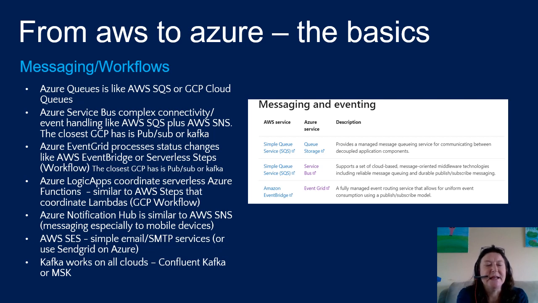Event Grid is more about processing status changes and is very much like AWS EventBridge. So in Azure, it's Event Grid, and in AWS, it's EventBridge. AWS also has Step Functions, which is workflow, which is kind of in this space too. When some status changes, it calls a function, or in AWS, it calls a Lambda function. And typically that's a really quite simple workflow, simple status changes. And again, GCP implements this using Kafka.